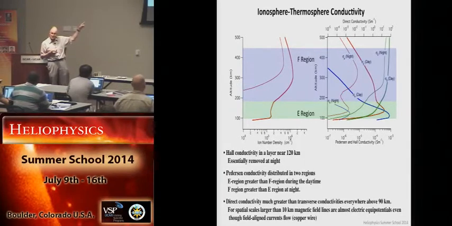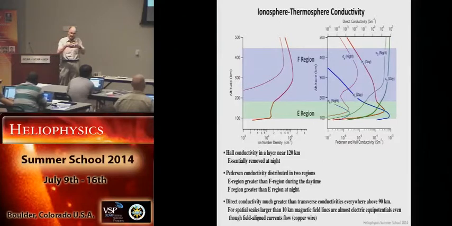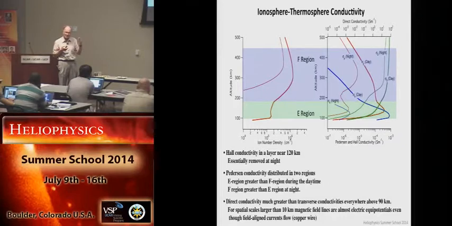In the F2 region, where the principal processes are photoproduction and diffusion, the density doesn't decrease so much because you turn the sun off, but the density can be replenished by diffusion. And so the conductivity in the F2 layer is retained, but it's retained in a region where the ratio of the collision frequency to the gyro frequency is much larger. And so the whole conductivity is much smaller in the F region.